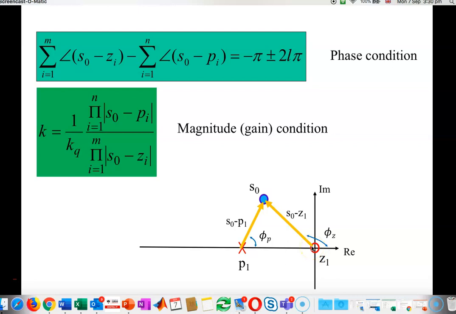Now remember the revision I did for complex numbers. When you subtract two complex numbers in the complex plane, you draw a line from Zi, where the open-loop zero is, towards S0. That yellow line pointing towards S0 is your new number, S0 minus Z1. The length of that is the magnitude, and the angle between the positive real axis and that yellow line is your phase angle.